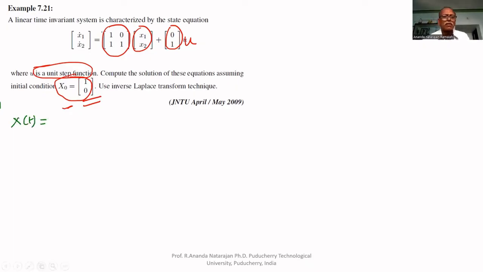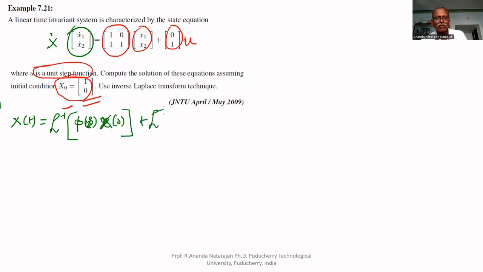That is the solution. Because x dot is given, we have to find x of t. This is x dot of t. We have to find x of t equal to Laplace inverse of phi of s times x of 0, plus Laplace inverse of phi of s B U of s. That's all.